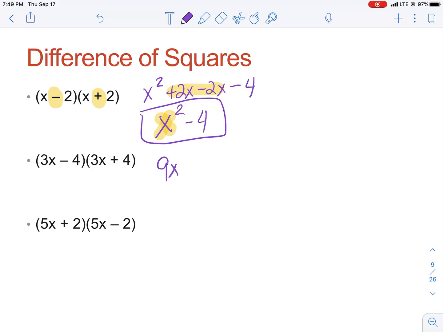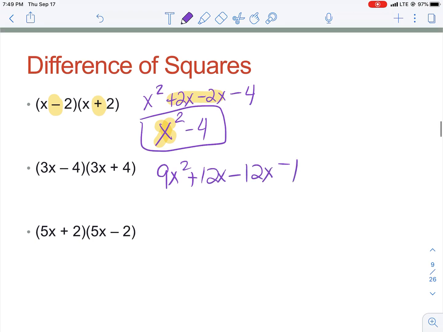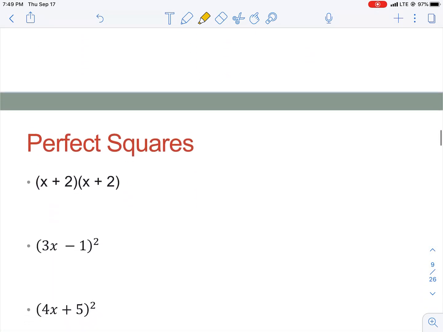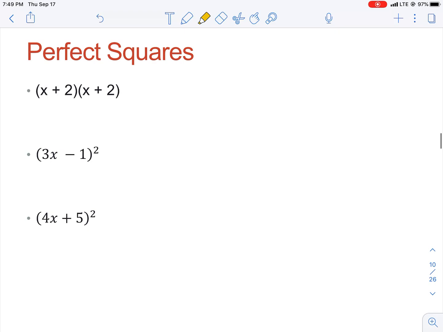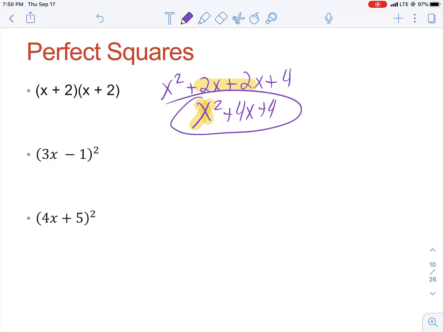So like on the next one, you have 9x squared plus 12x minus 12x minus 16. The middle cancels and you get 9x squared minus 16. This sign is always going to be a minus because the middle terms canceled. So let's take a look at this. In the middle here, this is different. Now they're both pluses. Now x squared plus 2x plus 2x plus 4. Now they're not canceling in the middle. They're doubling. So this is going to be x squared plus 4x plus 4. So you've got to know how to do these.